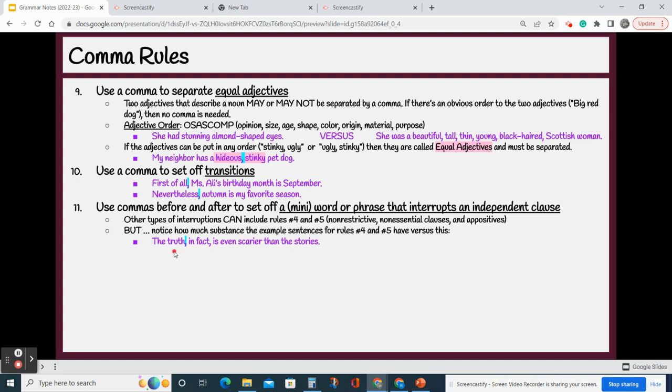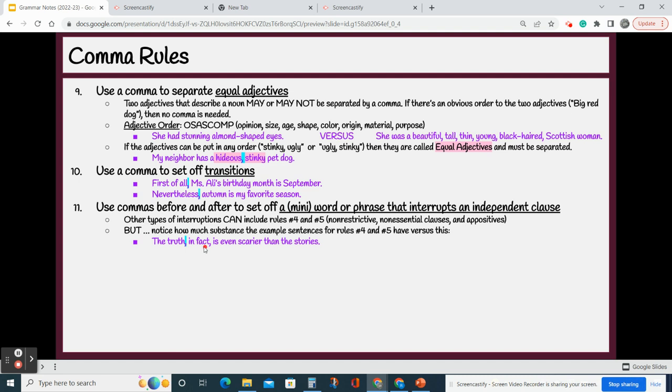So we have, "The truth, in fact, is even scarier than the stories." So for this part, in fact, we have to include a comma before, and my bad, I forgot to highlight this guy, a comma after. Why do we have to do this? This little wording right here is interrupting our independent clause here: The truth is even scarier than the stories. That was our independent clause, but the "in fact" is interrupting it. So to set off that interruption, we need the comma before and after.